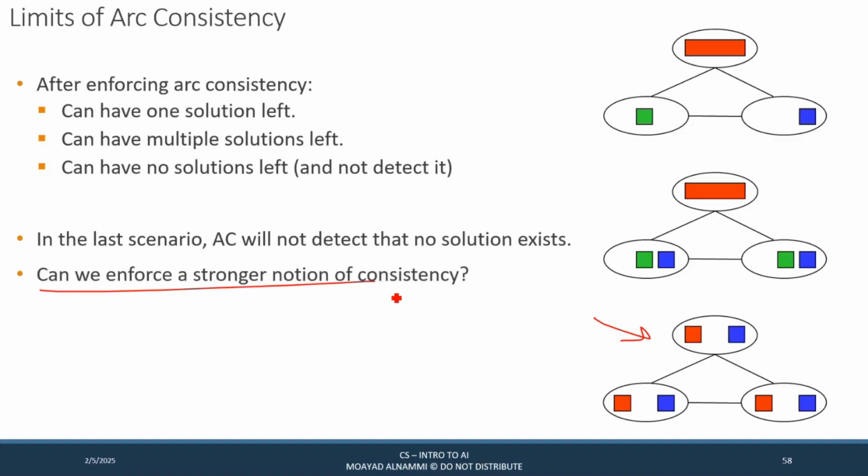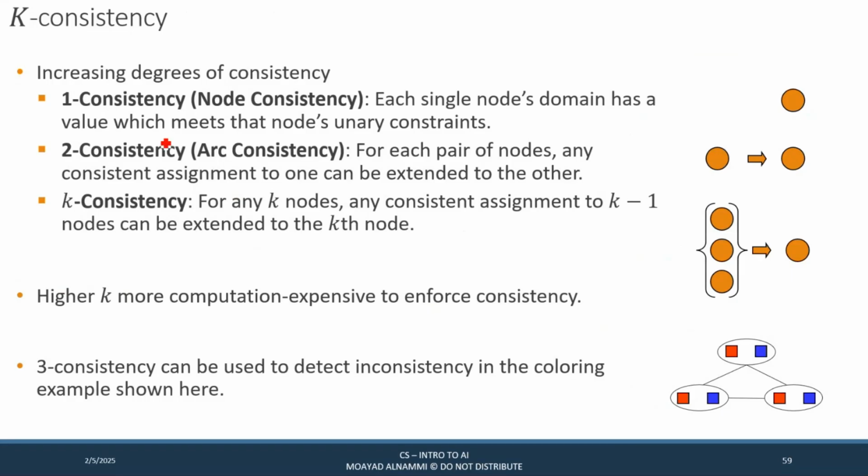Can we enforce a stronger notion of consistency? Yes. There are concepts of increasing degrees of consistency. We actually won't go into the details of this. You can find more references in the book and online if you are interested. For our purpose of this course, we are just interested in one consistency, which is the unary constraints enforcement, which is the node consistency. So if you have a CSP with unary constraints, you are going to enforce node consistency by enforcing the unary constraints on the domain. Two consistency is what we just talked about, which is arc consistency. For each pair of nodes, any consistent assignment to one can be extended to the other.